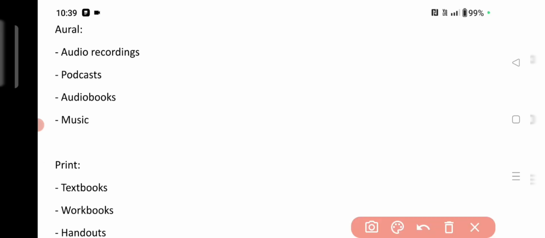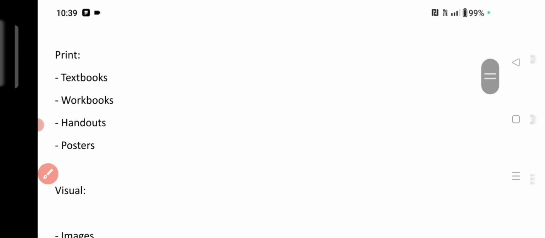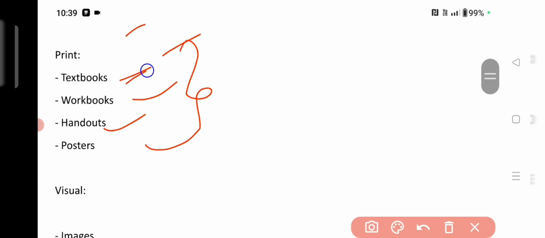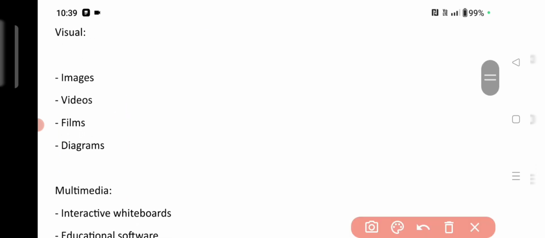instructional media. So oral means audio recordings, podcasts, audiobooks and music. That is oral, which is related to audio, and video recordings are also related to oral. And the next one is print, which is nothing but the textbooks we have, workbooks, handouts, posters. These are all print. The next one is visual, which is nothing but what we can see: images, videos, films, diagrams and everything.